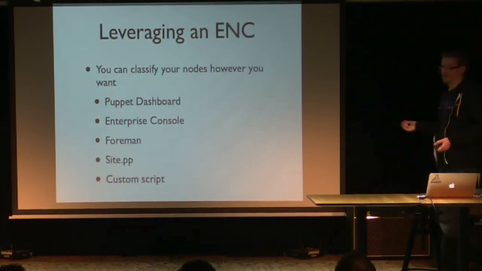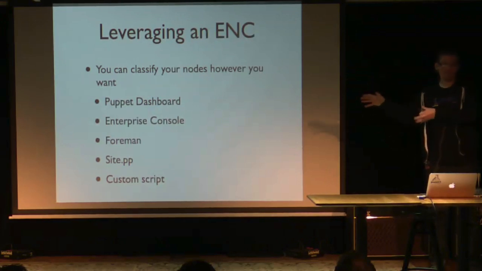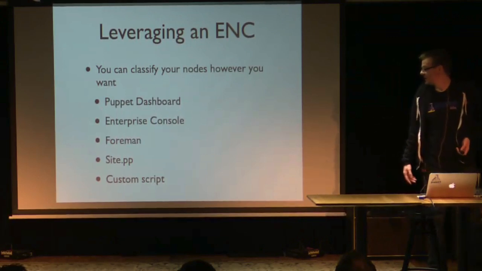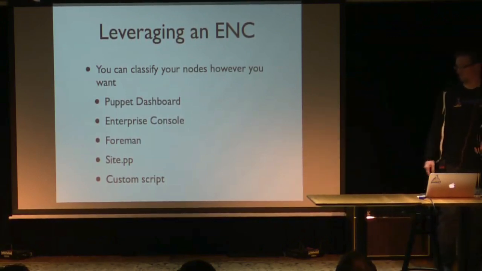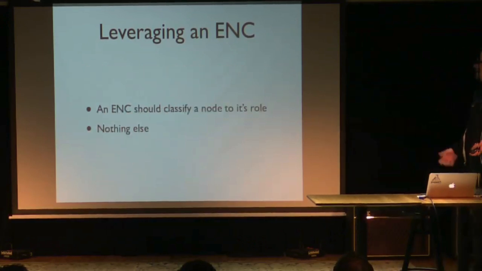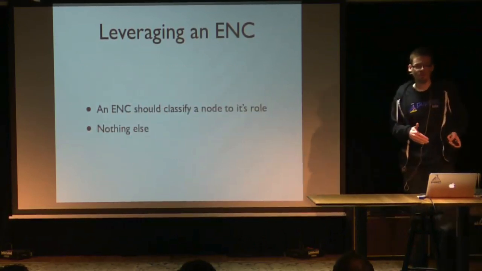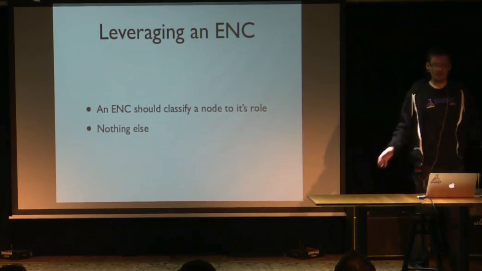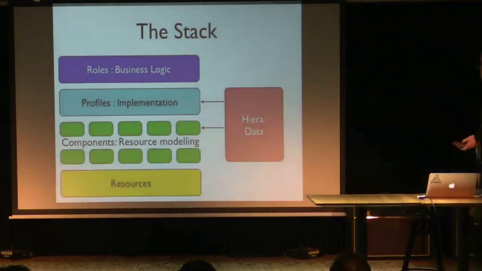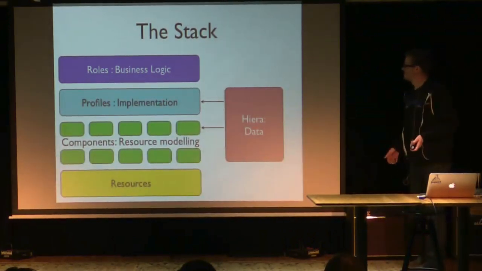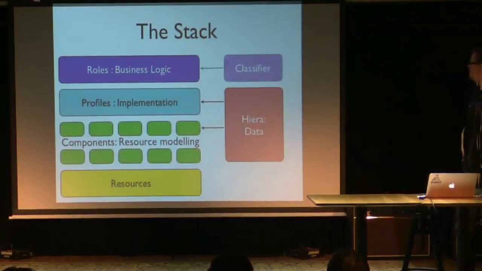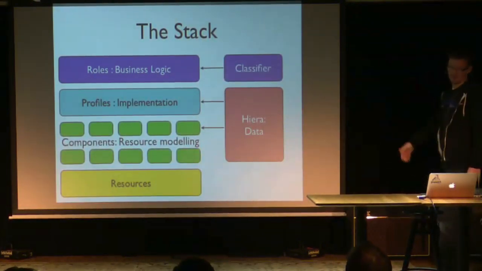And it doesn't matter how you classify your nodes in this model of Puppet. So you can use Dashboard, you can use Enterprise Console if you're PE, you can use Foreman, you can still use site.pp, or you can write your own custom script. They're dead easy. So the point is that an ENC should only be classifying a node to its role, and it shouldn't be doing anything else. Yeah, that's all it does. So if we look at where it fits on our stack here, we've got data feeding our resource modeling or implementation layer. Our classifier now determines the business logic.